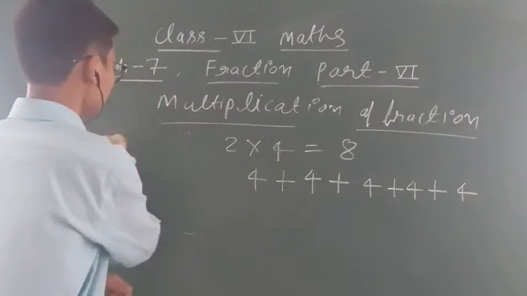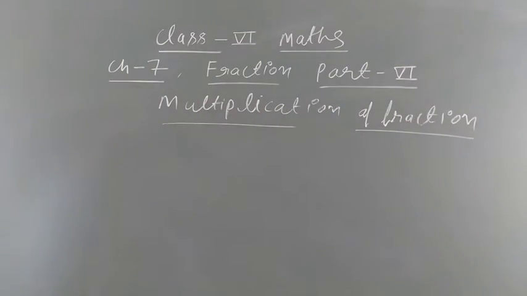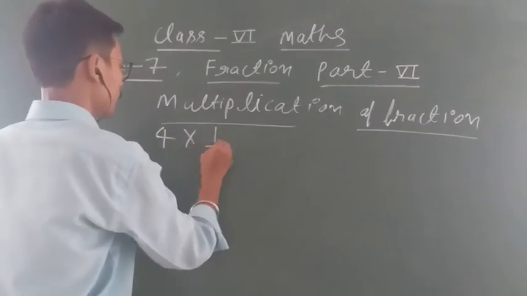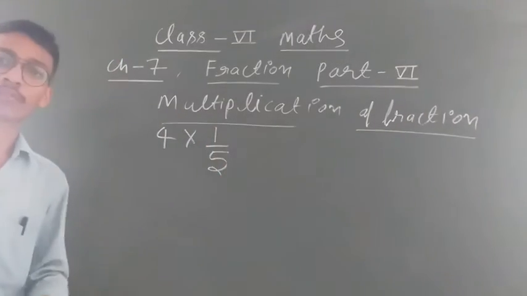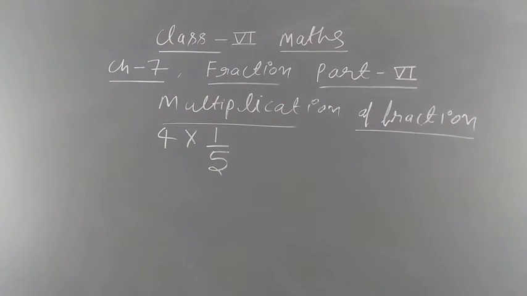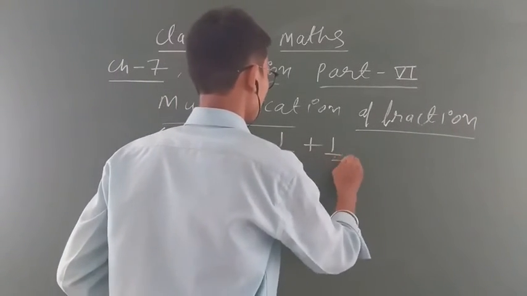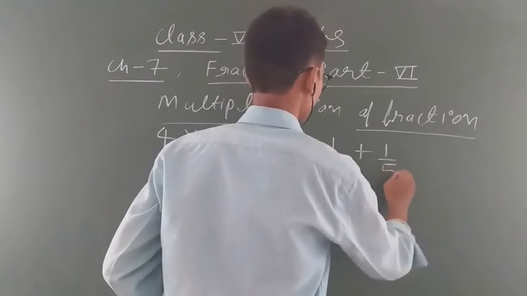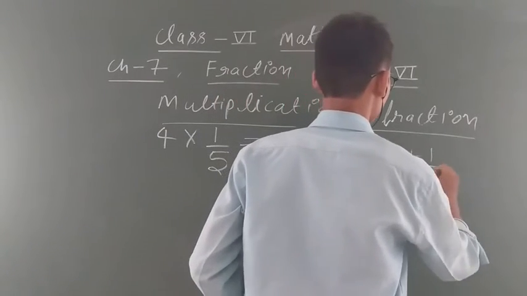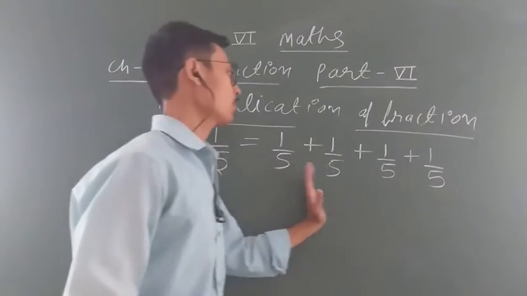Now we can take the next example: 4 into 1 upon 5. A student who doesn't know how to solve this will write 1 upon 5 plus 1 upon 5 plus 1 upon 5 plus 1 upon 5. Why? Because 4 multiplied by 1 upon 5 means 1 upon 5, 4 times.